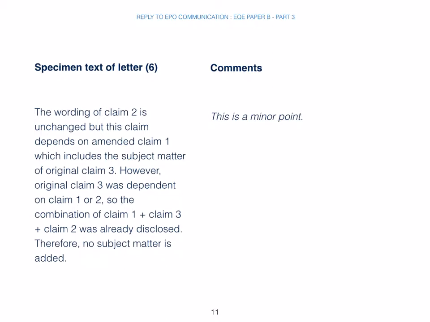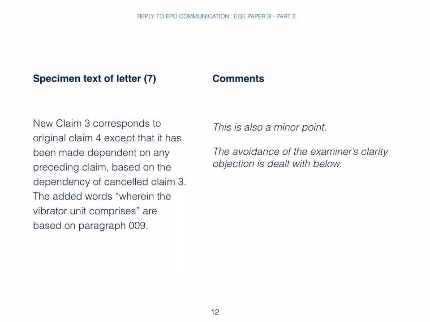The wording of claim 2 is unchanged, but this claim depends on amended claim 1, which includes the subject matter of original claim 3. However, original claim 3 was dependent on claim 1 or 2, so the combination of claim 1 plus claim 3 plus claim 2 was already disclosed. Therefore, no subject matter is added. Lot of words for very, very little credit there. Now we turn to claim 3, which is also a minor point.